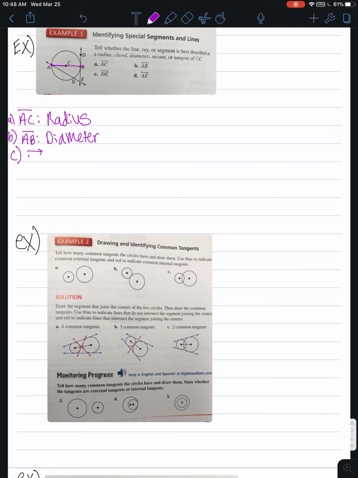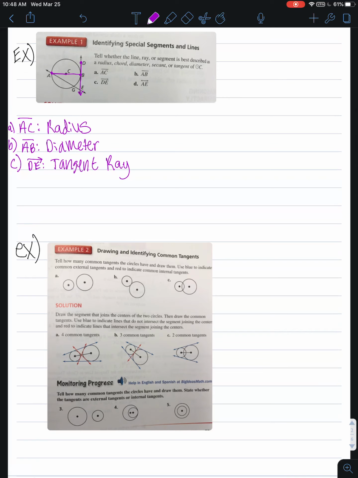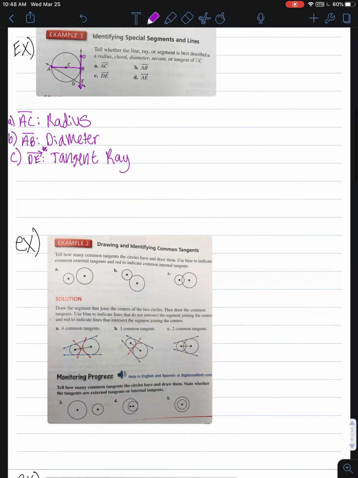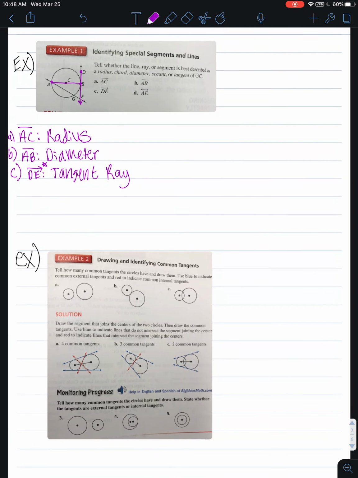Okay, and then for C, this is ray DE. Now DE, you can see that if we're starting at D and going towards E, and then it goes on forever, that it's a ray. And because it touches the circle only at point B and no other place, then we would know that this must be a tangent ray. Okay, be aware that it wouldn't be a tangent line because we're not talking about a line, we're talking about a ray. It wouldn't be a segment for the same reason. So just be aware of the symbol that's right here. That'll help you tell what kind of tangent it's going to be.